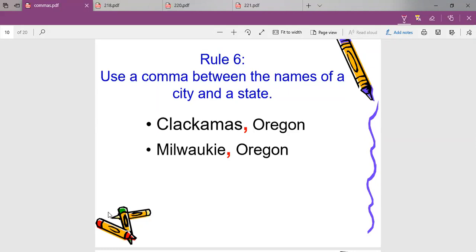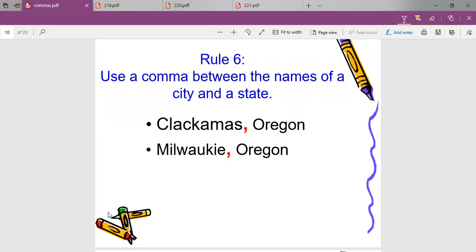Clackamas, comma, Oregon. Milwaukee, comma, Oregon. This is just two separate states of America. Otherwise, if I am talking about Riyadh and Saudi Arabia, I can simply put a comma between the city and the country. You can say maybe Cairo and Egypt. So between the city and the country, I will put a comma.